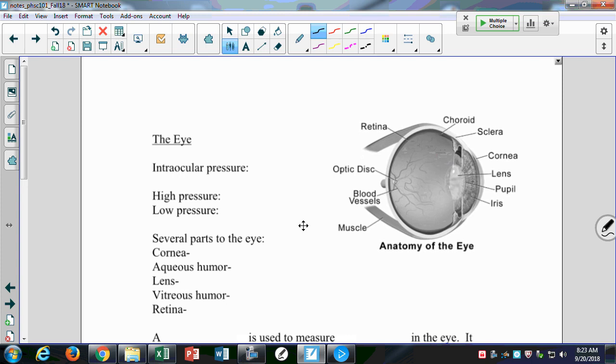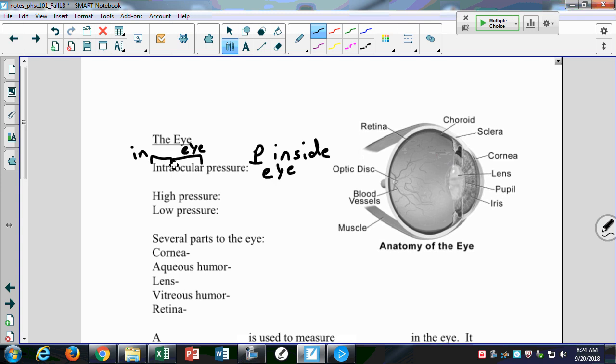All right, I want you to know the basics of the eye. We're actually going to come back to the eye in a later chapter with optics, and we'll talk about eyeglasses and the light that goes through the eye. It's really interesting. But right now, I just want to know about the eye and the fluids that are involved, because it's kind of an important thing. The intraocular pressure: ocular refers to the eye, intra means in, so it's the pressure inside of the eye.